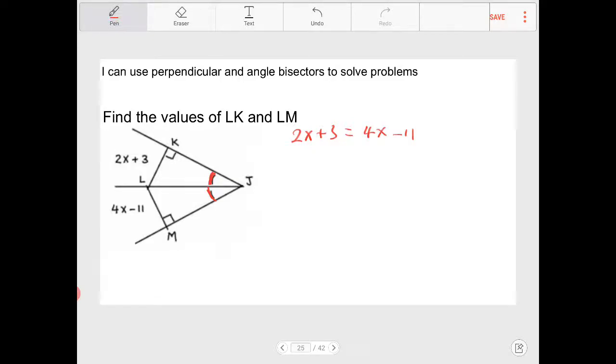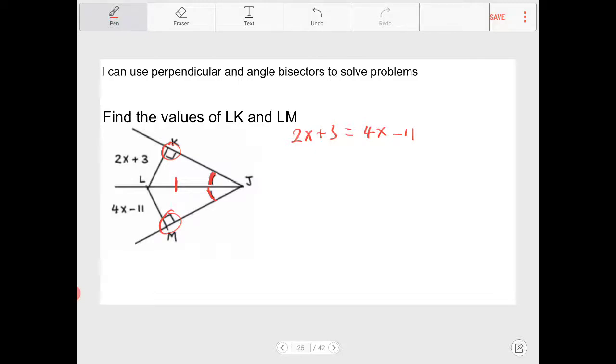Now, is this the only way of thinking about this through the use of an angle bisector? Of course not, because if you think about this, LJ is congruent to itself. Angle LKJ, which is this right angle over here, is congruent to the other angle over there. So really what we have here is two triangles that are congruent based on, you guessed it, angle-angle-side.